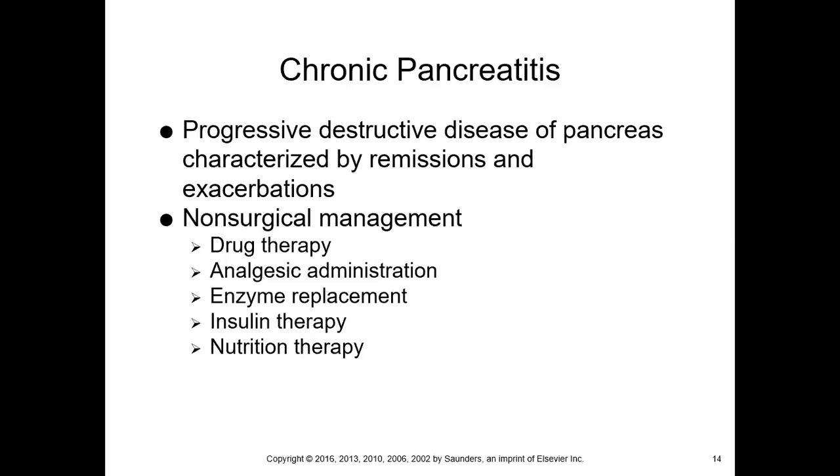Chronic is persistent inflammation, and it's caused by changes in structure: fibrosis, atrophy, calcifications. Chronic is irreversible. Acute is reversible, chronic is not. Risk factors for this: repeated bouts of acute pancreatitis end up leading to chronic. Healthy tissues are replaced by misshapen ducts, fibrosis, and calcium deposits.